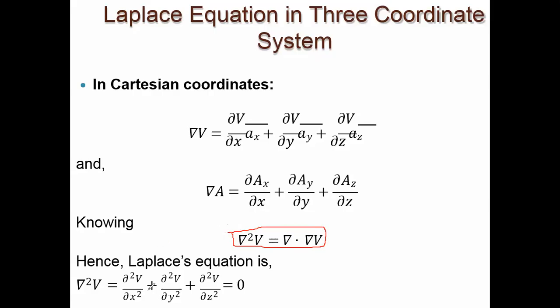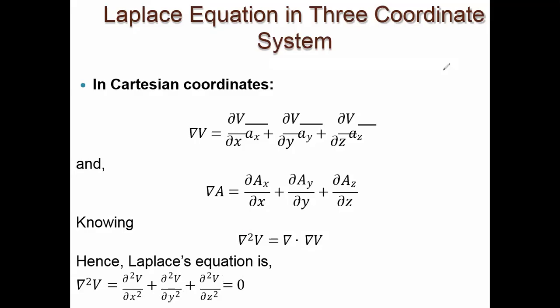So if you apply it in the Cartesian coordinate system, it will be del square v, meaning second order partial derivative of v with respect to x plus second order partial derivative of v with respect to y plus second order partial derivative of v with respect to z. This is equal to 0.